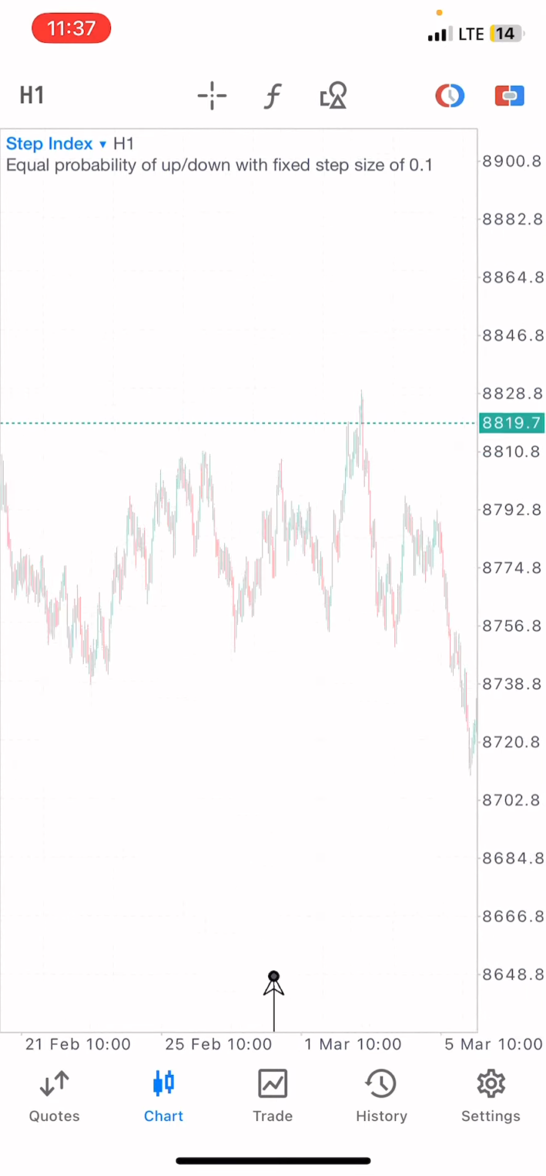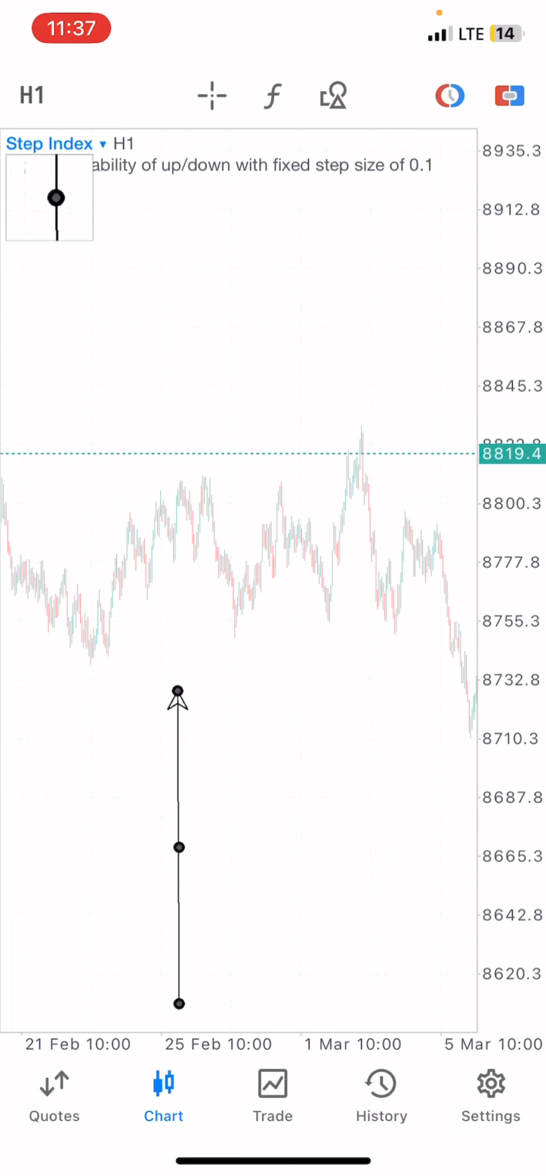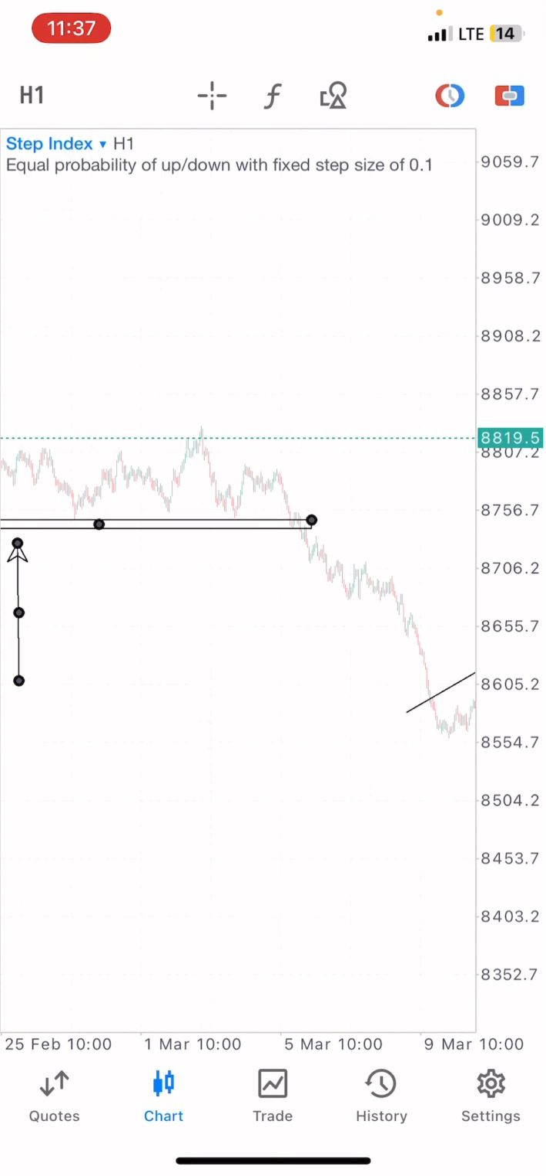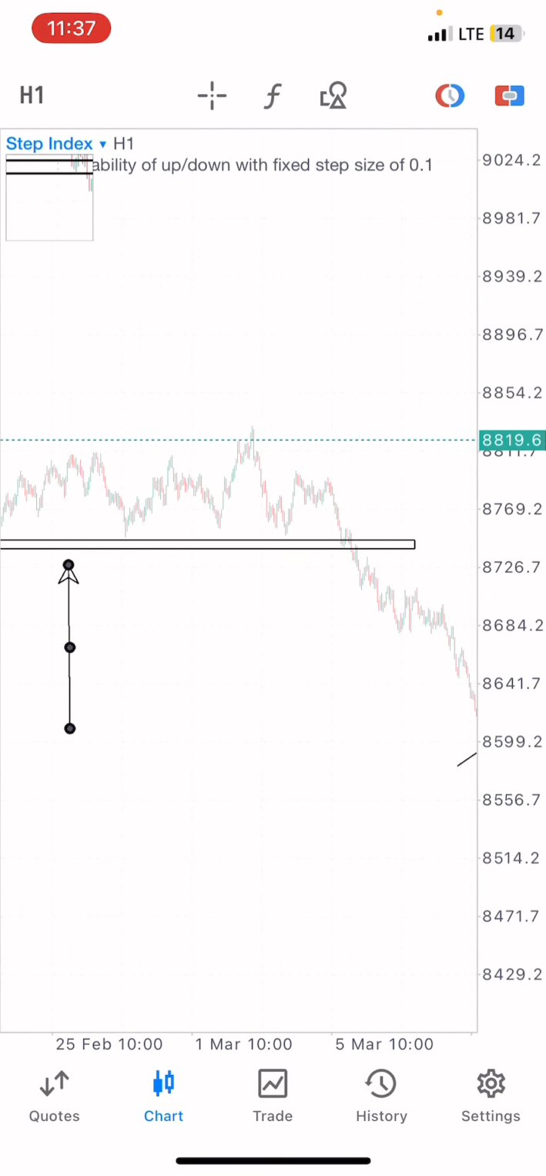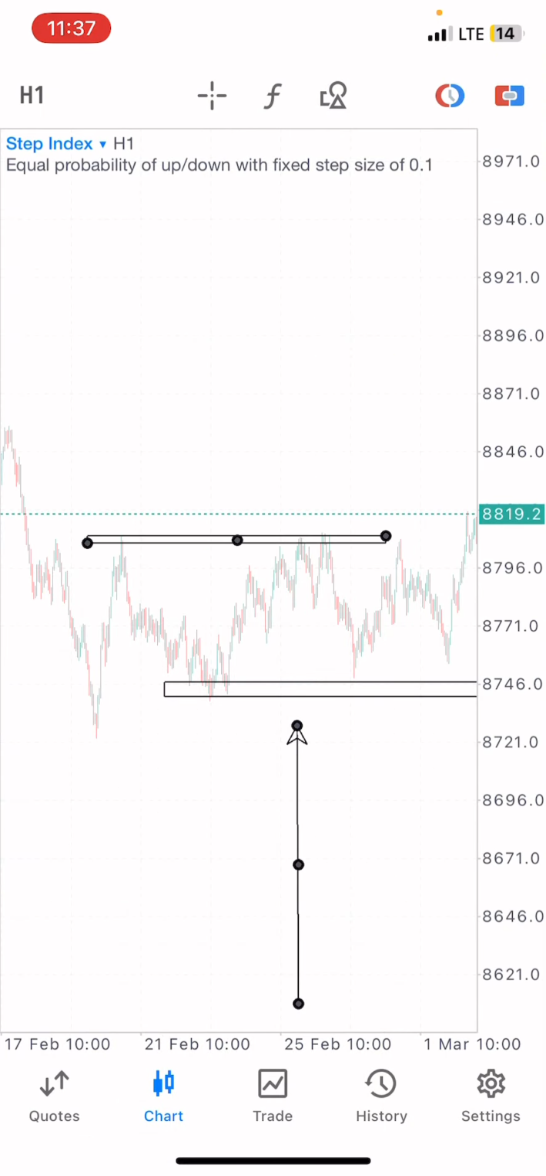Okay, we have another big pattern formation. But before this pattern formation, we can see the market was consolidating at this point for a very long time, for days basically. We can see the market creating equal highs and equal lows. This is actually a nice pattern.